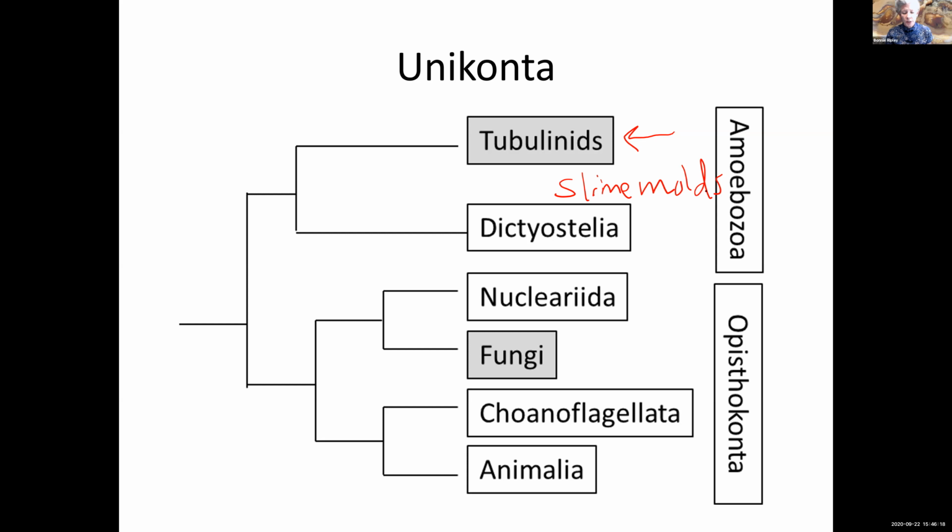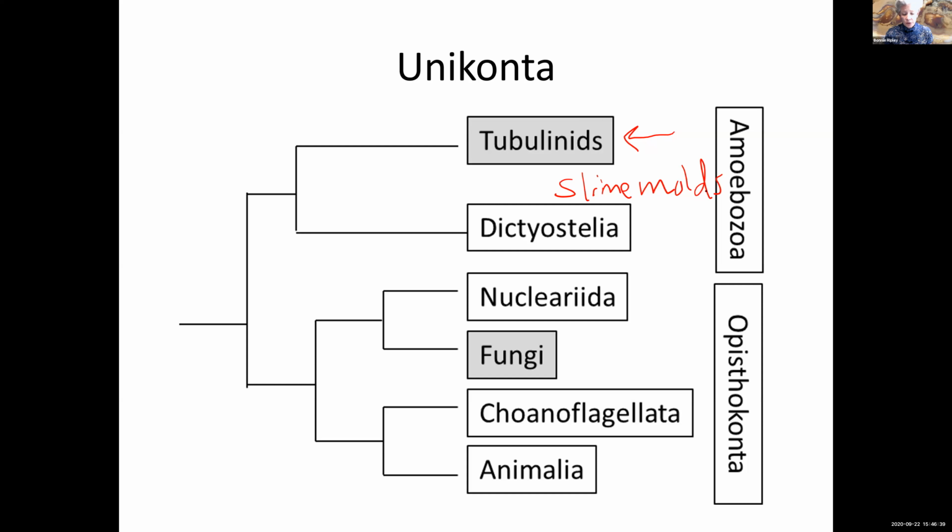So the tubulinids are one of the taxa of amoebozoa, the most common kind that we find out in the environment. That's not disease-causing organisms, although some are. And we'll focus on just one species, amoeba, the typical lab organism.